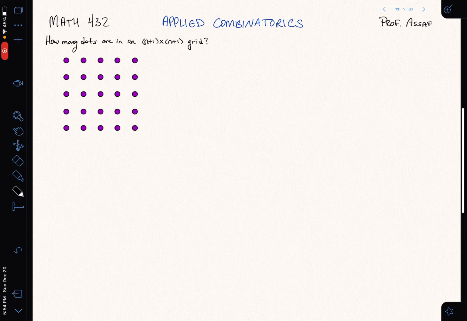What we're going to count for this example is how many dots there are in an n plus 1 by n plus 1 grid. So here's our example where we have n equals 4. So, of course, n plus 1 equals 5. So here's our 5 by 5 grid. And we want to just count how many dots there are.